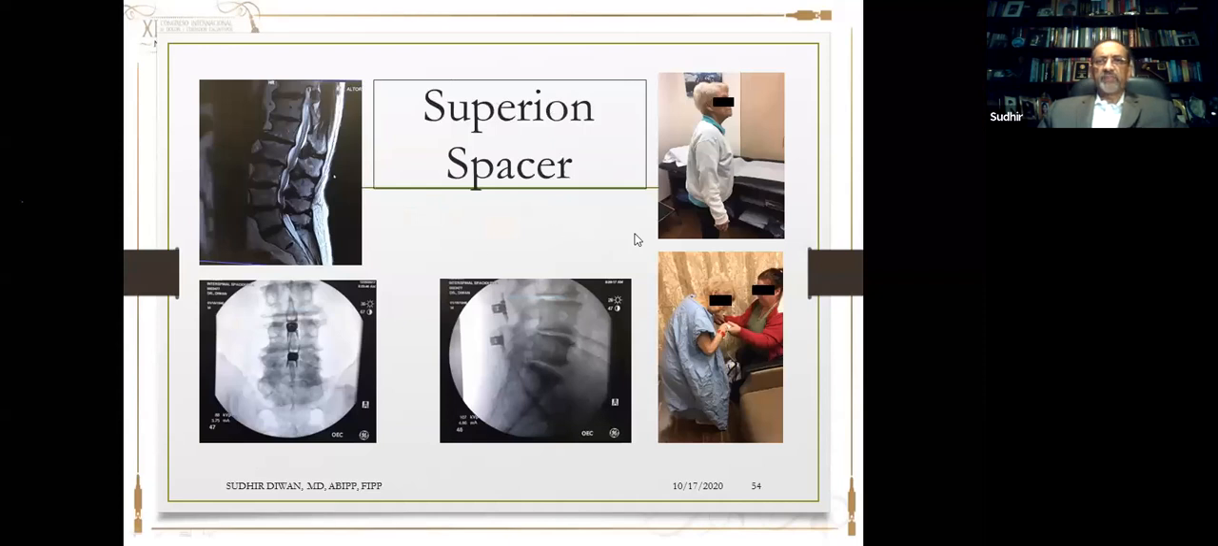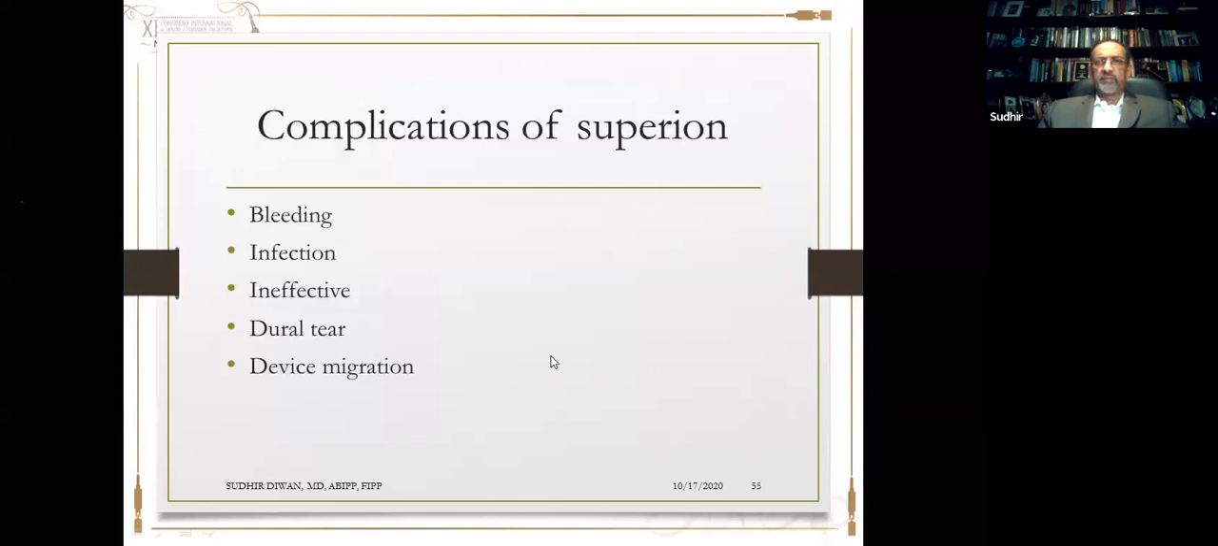This is my first patient I did 4 years ago, and I was very happy because she couldn't even stand or walk. She came to my office in a wheelchair, and when she came for follow-up 7 days later, you can see she walked in, no wheelchair, and she was standing straight. So there is a lot of symptomatic relief with this procedure.